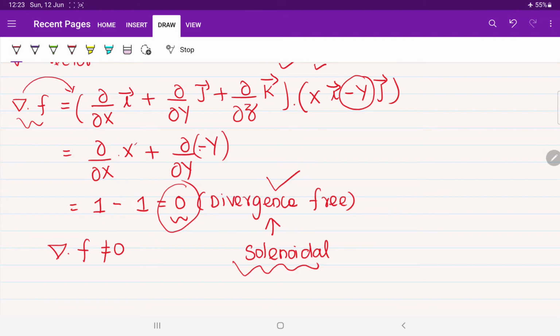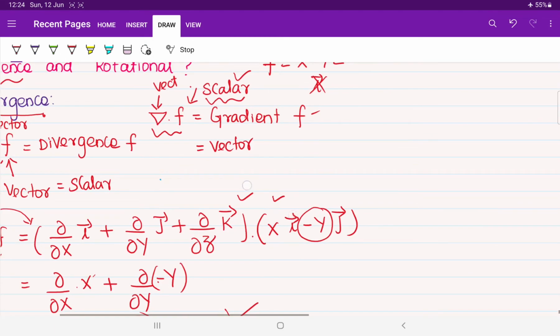Very simple. Just calculate del dot f and check whether the resultant expression is 0 or not. If it is 0, then your answer is divergence free, or we can call it solenoidal. If it is not equal to 0, then yes, this function is divergence. That's all. Now let us learn one more thing.